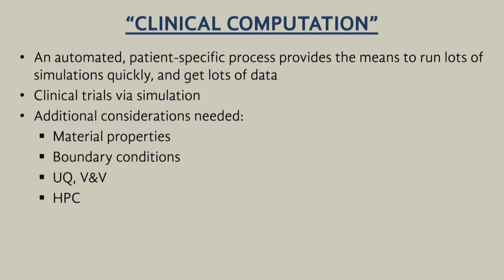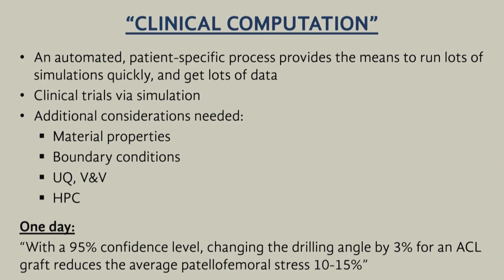we have time to run lots of simulations, right? If we could do it quickly, we can get lots of data, and there's nothing to stop us from running clinical trials via simulation. You can only imagine the kind of things that would open up. In order to make that happen, some things that need to be bolted down would be describing material properties better, boundary conditions. UQ and VMV are going to play an important role. Obviously, if we ever want to get something to be real-time or close to real-time, high-performance computing is going to play an important role.